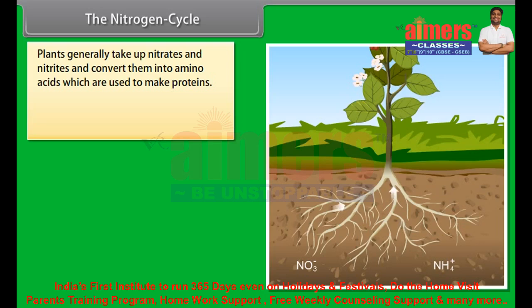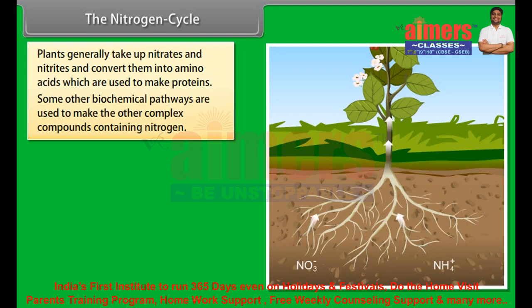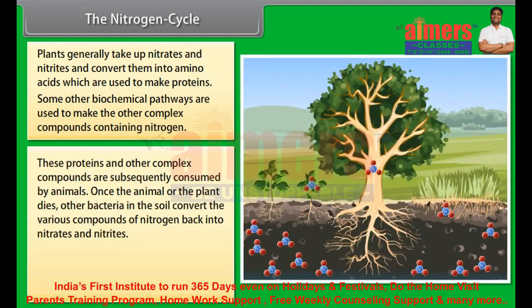Plants generally take up nitrates and nitrites and convert them into amino acids, which are used to make proteins. Some other biochemical pathways are used to make the other complex compounds containing nitrogen. These proteins and other complex compounds are subsequently consumed by animals.